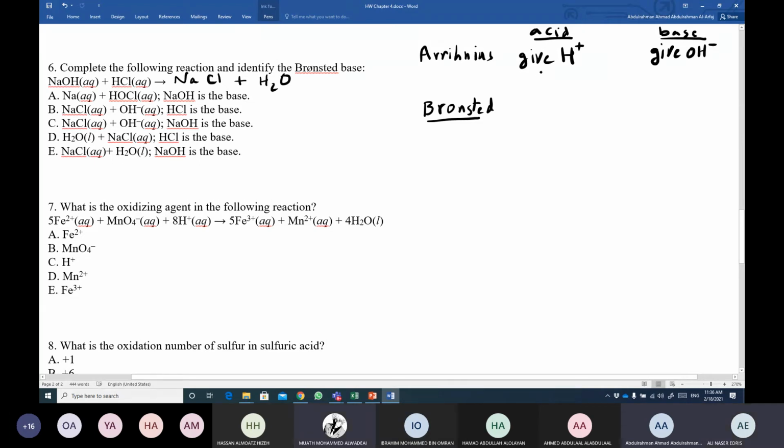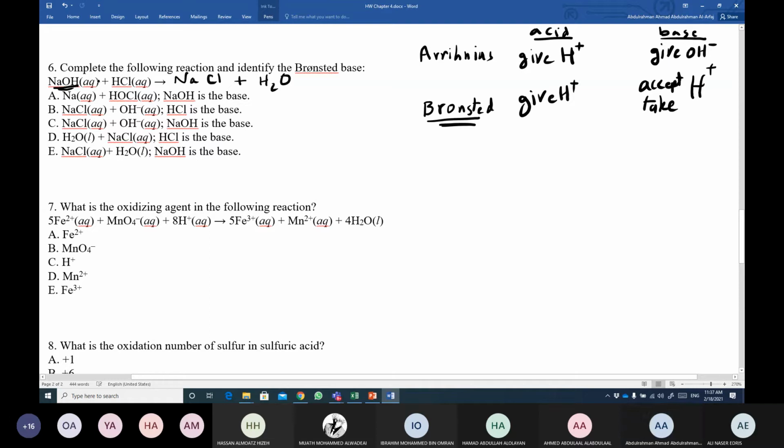An acid is a proton donor. It gives H+, same as Arrhenius. How about the base? It accepts H+. Give or take what? H+. Okay, now in this reaction we completed NaCl plus H2O. According to Bronsted, which one is the base? NaOH. NaOH is the base.